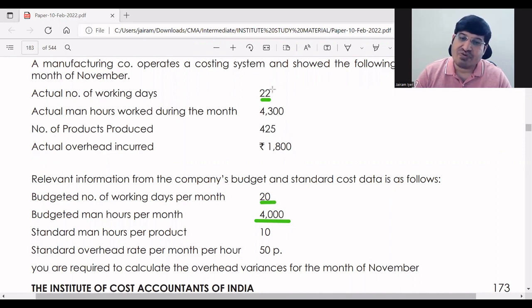ठीक है। तो in other words हम क्या कर रहे हैं, we are just finding out this budgeted hours, how much it will be for 22 days. For 20 days it is 4,000. How much for 22 days? So it will be 22 into 4,000 upon 20. So easy way में directly आपको बोल रहा हूँ कि it will be 4,000 into 22/20. Okay? So चलो ये आपको मिल जाएगा revised business hours, ठीक है, you will get what, revised business hours.